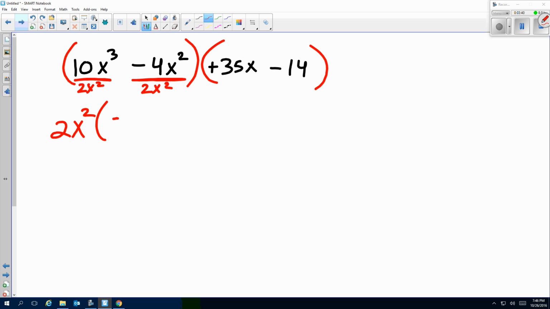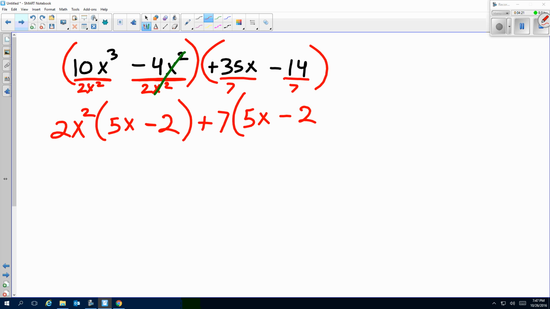Well, that's going to leave me with a 5x, and that's going to leave me with a negative, well, negative 4 divided by 2 is negative 2, and then the x squareds would cancel. Do you guys see that? The x squareds would cancel. Okay, now let's go to my other group. Well, 35x and 14. All I'm seeing, and sometimes it's harder to see, but we can do it. I can divide both 35 and 14 by 7, leaving me with a 5x and a negative 2.